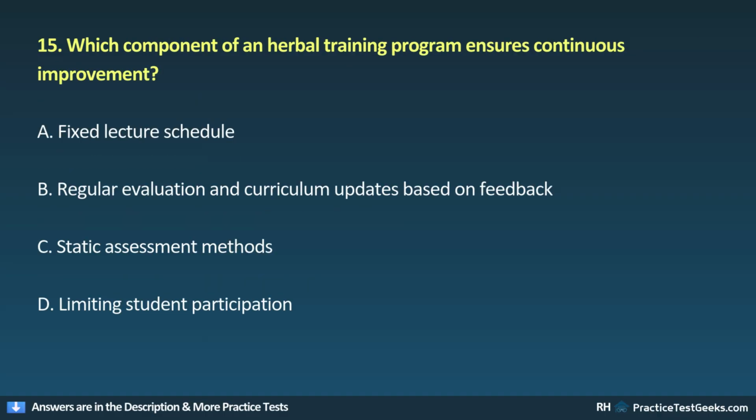15. Which component of an herbal training program ensures continuous improvement? A. Fixed lecture schedule. B. Regular evaluation and curriculum updates based on feedback. C. Static assessment methods. D. Limiting student participation.